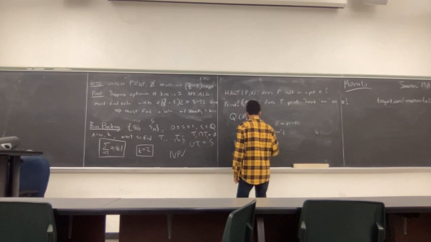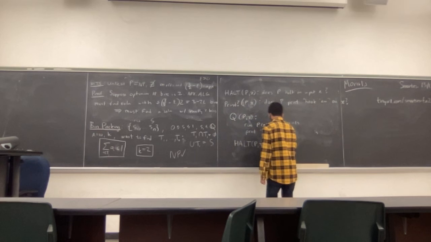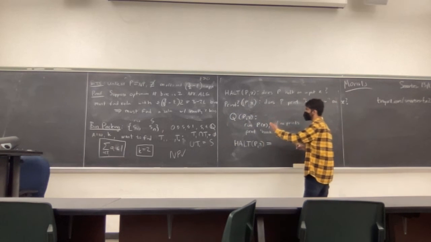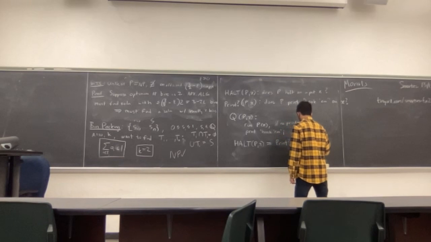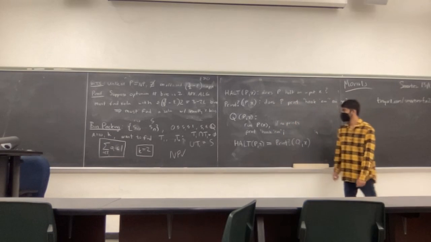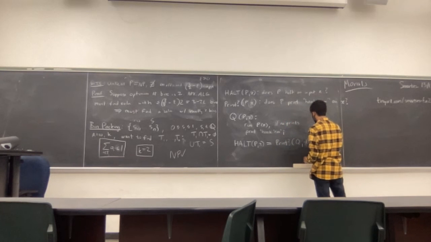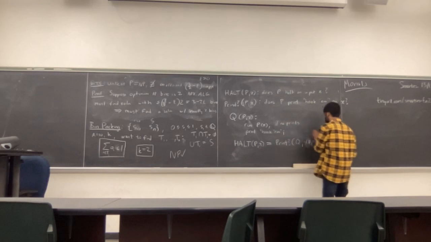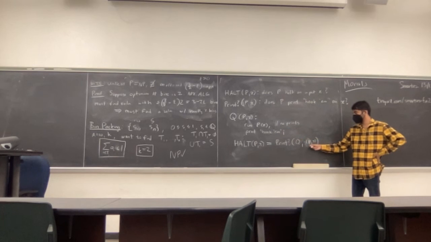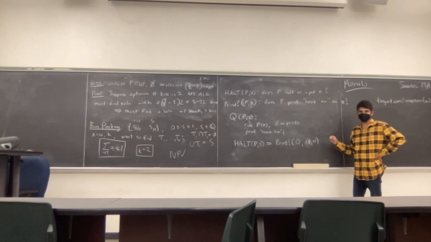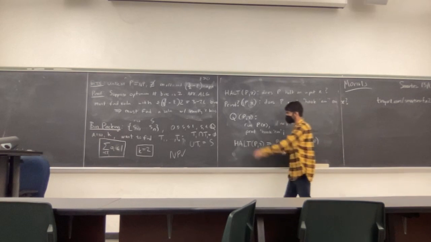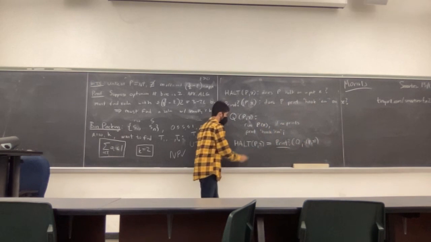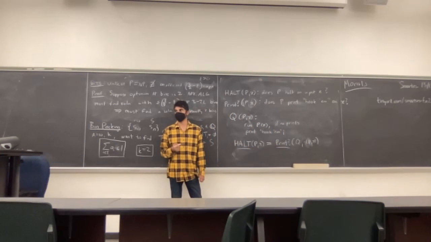To construct halt P of X, I'm going to construct Q of X and then just output whether it prints. I guess the input should be the tuple P comma X. So does Q halt on input the program P comma the input X? Well, if it prints, then P halts. If it doesn't print, then P doesn't halt. So, assuming that this program print is decidable, we have decided the halting problem for any arbitrary program.